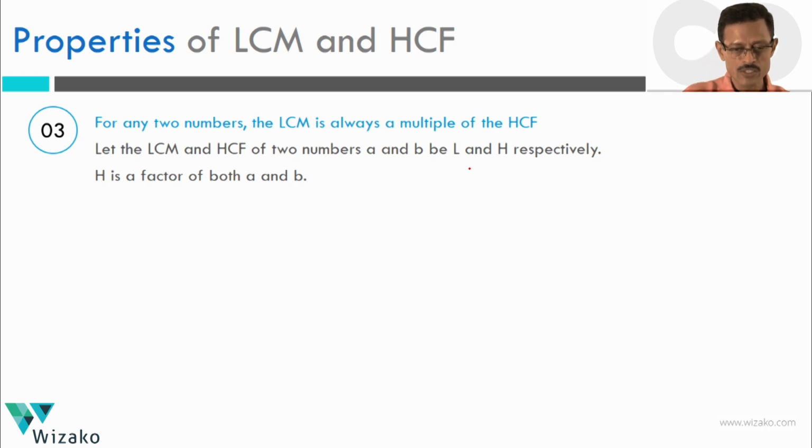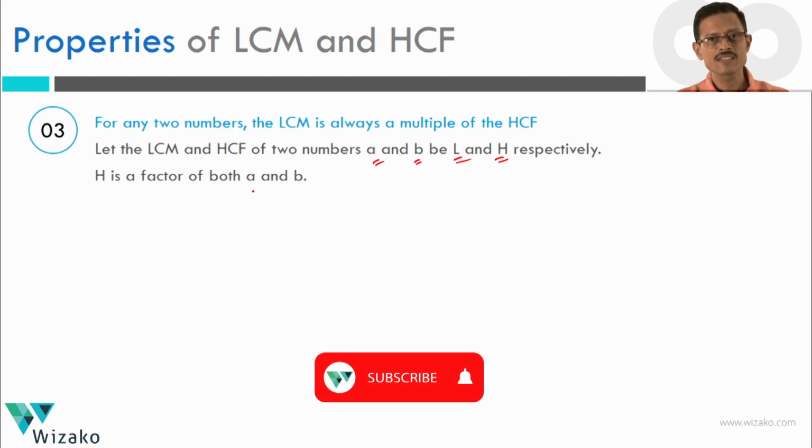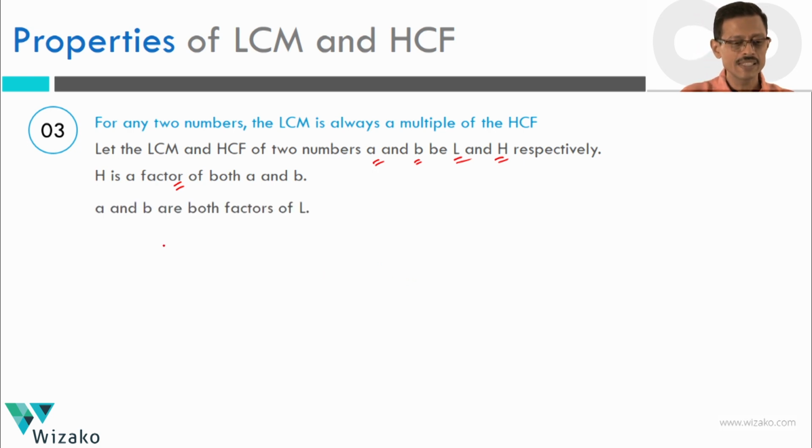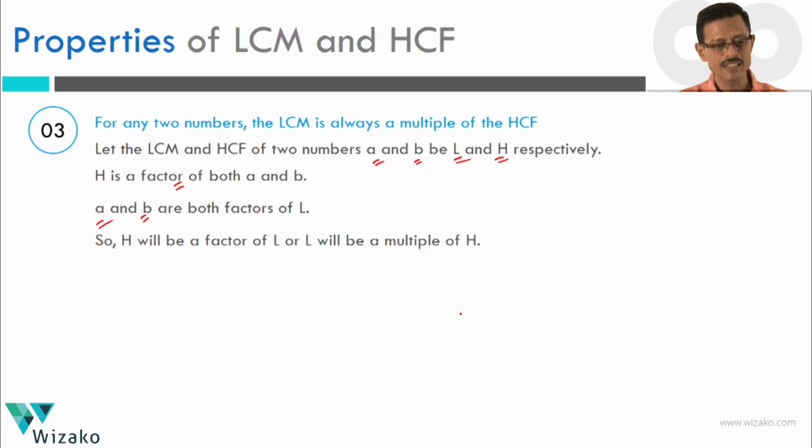Let the LCM and HCF of these two numbers be L and H, and let the numbers be A and B. If H is the HCF of both these numbers, then H has to be a factor of both A and B. If L is the LCM of A and B, then A and B will both be factors of L. Which essentially means that H has to be a factor of L. It's like this. H is a factor of A and B. A and B are factors of the LCM. Which means the HCF has to be a factor of the LCM.